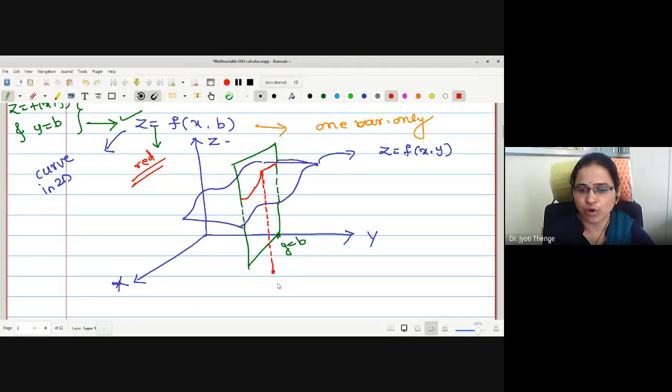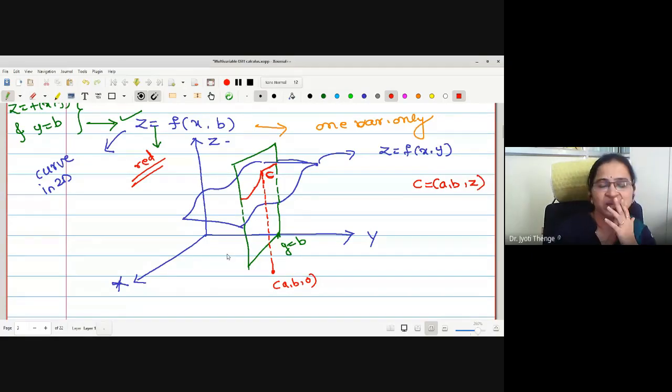Okay, therefore this is the point (a, b, 0), because this is the point I have shown in the xy plane. And what are the coordinates of this point C, as I am calling it? A, B, and whatever is the height Z. So for the point C on the curve we have taken, now let us take the derivative.